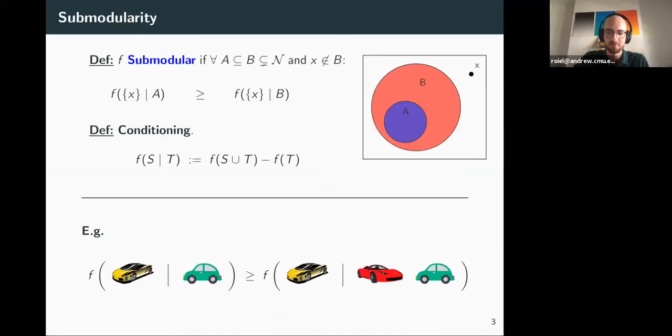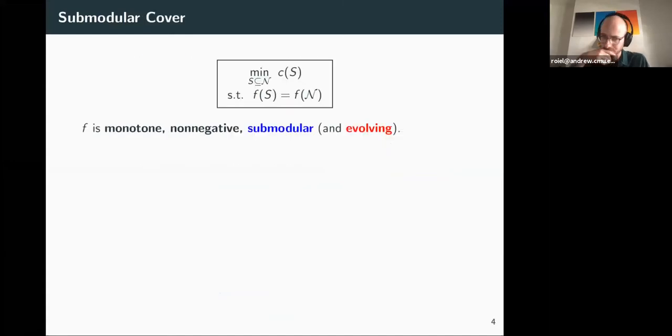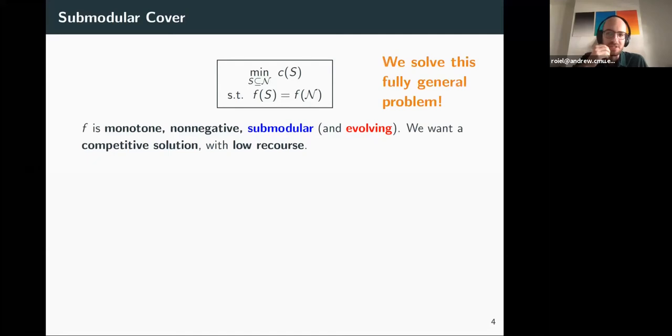Okay. So all right, this is our problem. We're solving the min cost subset selection problem, subject to this constraint that f of S is equal to f of the ground set. And the function f is monotone, non-negative, and submodular, and evolving, whatever that means. And I still haven't said what that means. What we want is a competitive solution at every point in time, even as this function is changing. And we want low recourse. So we want our edits to the solution to be small. And we're going to solve this fully general problem, and we'll get the server problem as a corollary for free.